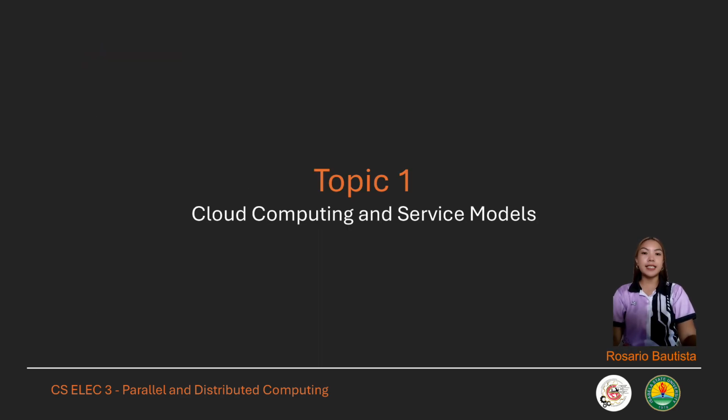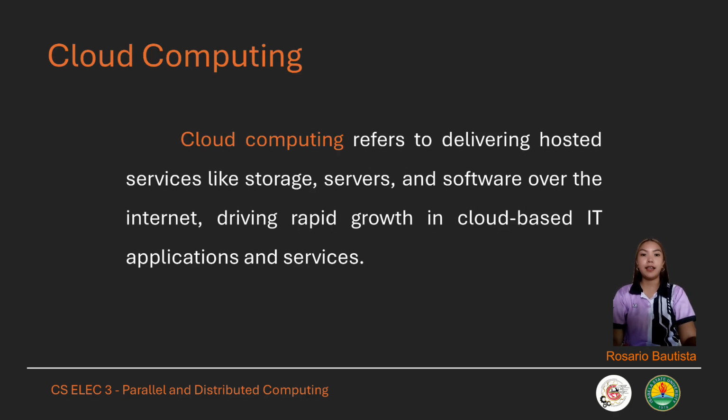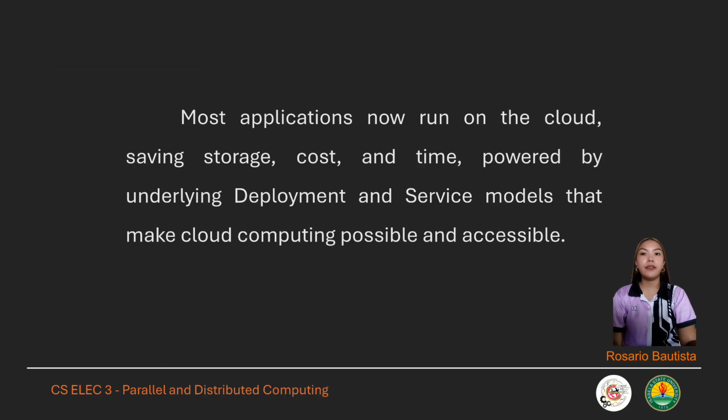Today, I'll be discussing the Chapter 6 topic, Cloud Computing and Service Models. So, what is cloud computing? Cloud computing means using the internet to access services like data storage, servers, databases, and software. Instead of relying on your local device, this saves time, space, and money. Most apps we use today, like Gmail or Google Drive, are cloud based. And cloud computing works through two major models. The first one is deployment models, and the second is service models.